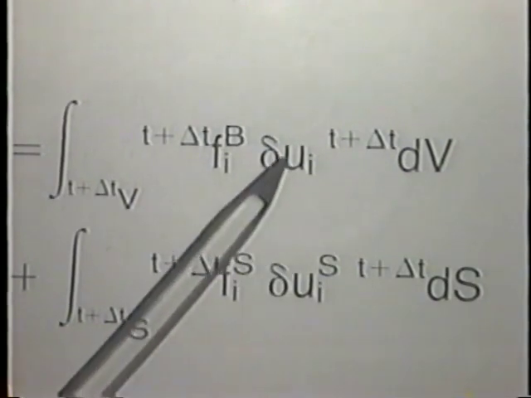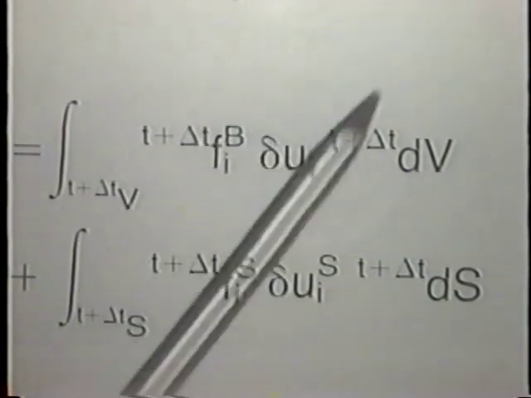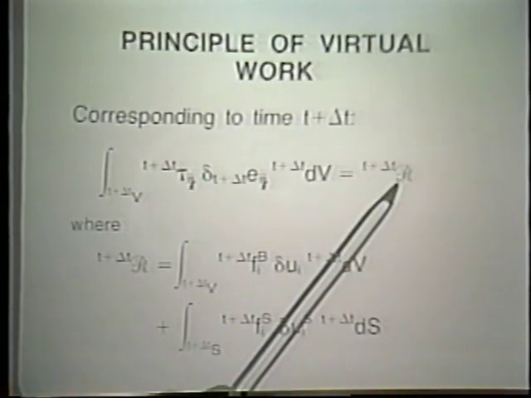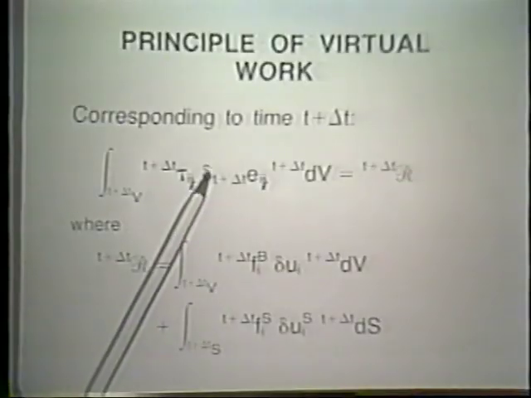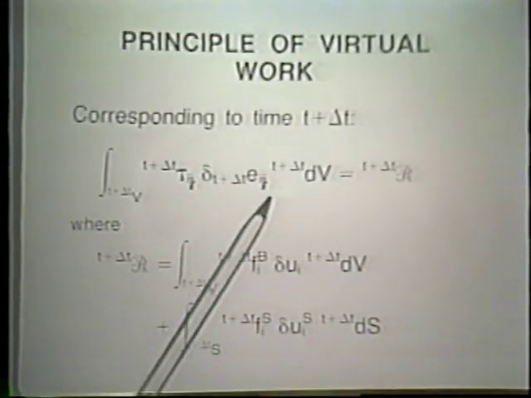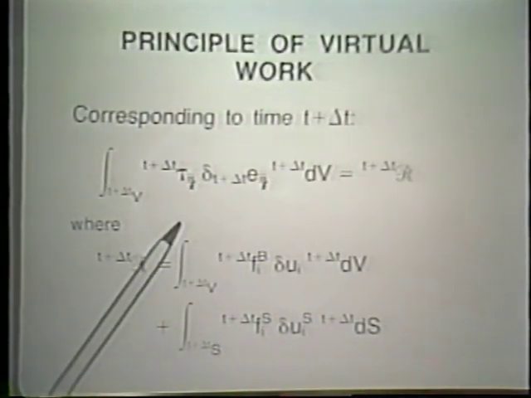Once we have imposed a virtual displacement, we can calculate the right-hand side. Corresponding to that virtual displacement, we obtain virtual strains, and therefore we can calculate also the left-hand side. And once again, the principle of virtual work says that the left-hand side, the internal virtual work, must be equal to the right-hand side, the external virtual work, for any arbitrary virtual displacements that satisfy the displacement boundary conditions. Of course, remember, as I pointed out in an earlier lecture, that the virtual strains must correspond to the virtual displacements. And here we have the virtual strains once again.